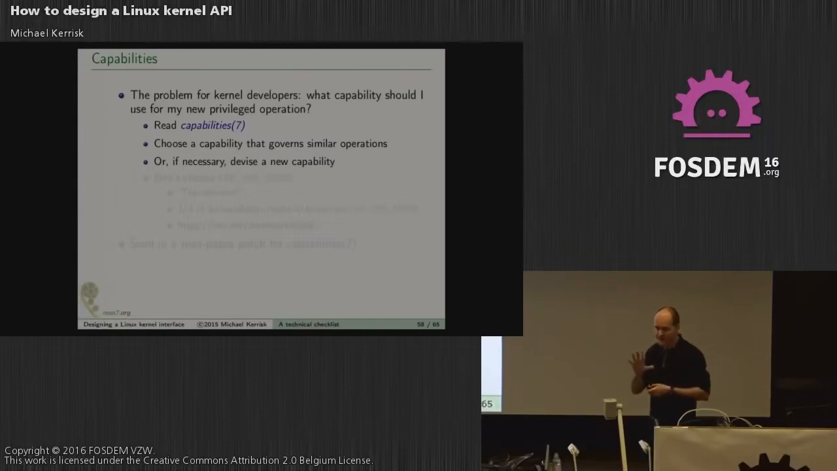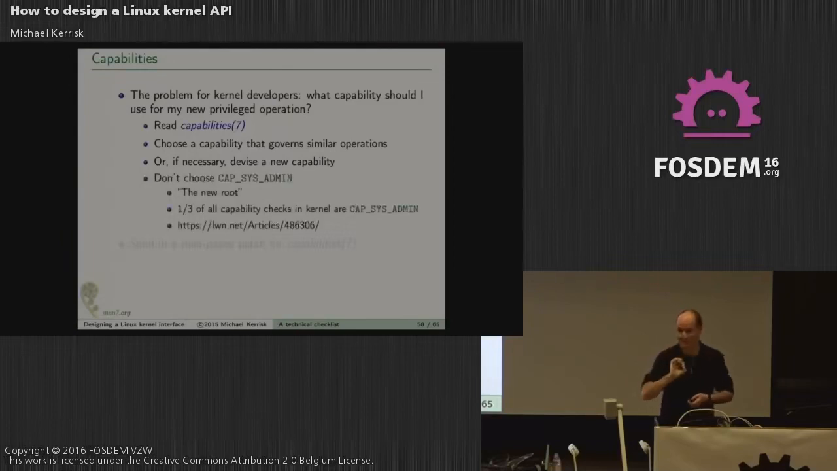Now there are about 1,500 places from memory in the kernel where there are checks: does the user process have this capability? Then it's allowed to do this dangerous operation. But about a third of those are CAP_SYS_ADMIN. In other words, if someone's got CAP_SYS_ADMIN, the game's over. It's just as good as being root because there are so many pathways for things you can do with CAP_SYS_ADMIN. I call CAP_SYS_ADMIN the new root. Again, I wrote about that; it was the title of the article.